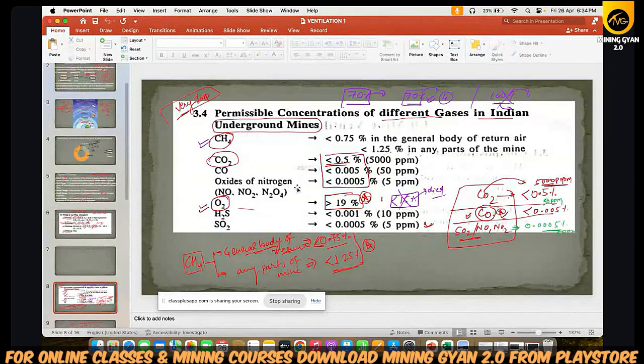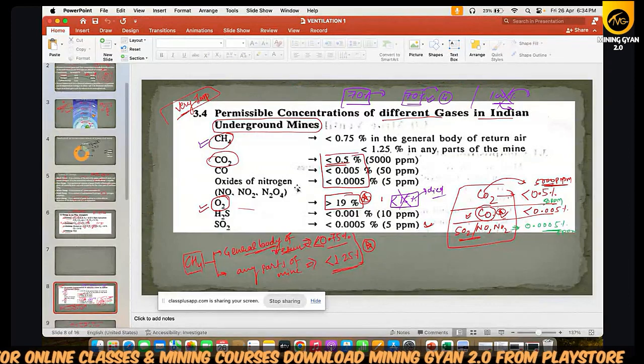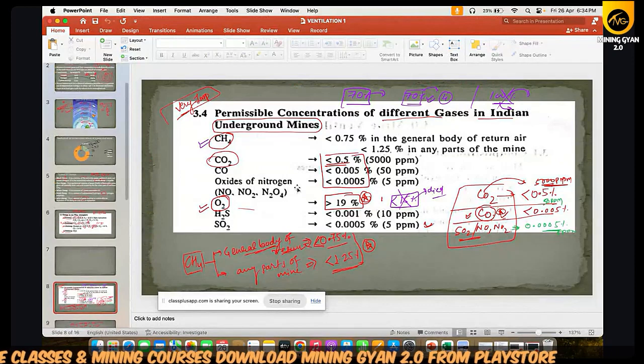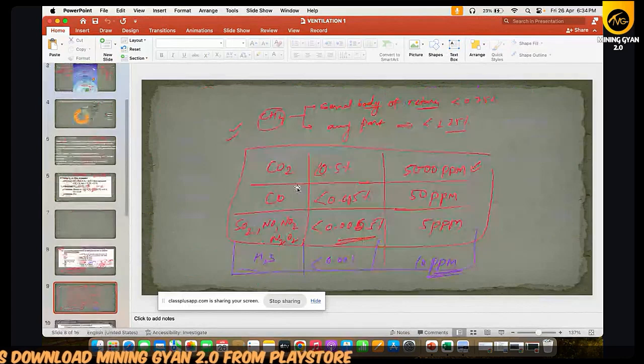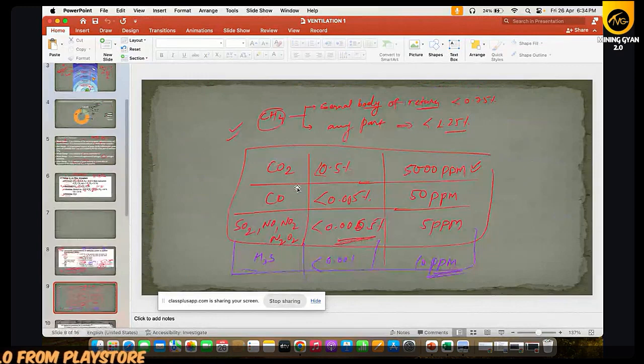CO2, CO, NO2, N2O4, and SO2, we have seen that there are various percentages. CO2 5000 ppm, CO 50 ppm, SO2, NO, NO2, N2O4 we have seen 5 ppm, and H2S which will be 10 ppm. It is the permissible limit in the underground.